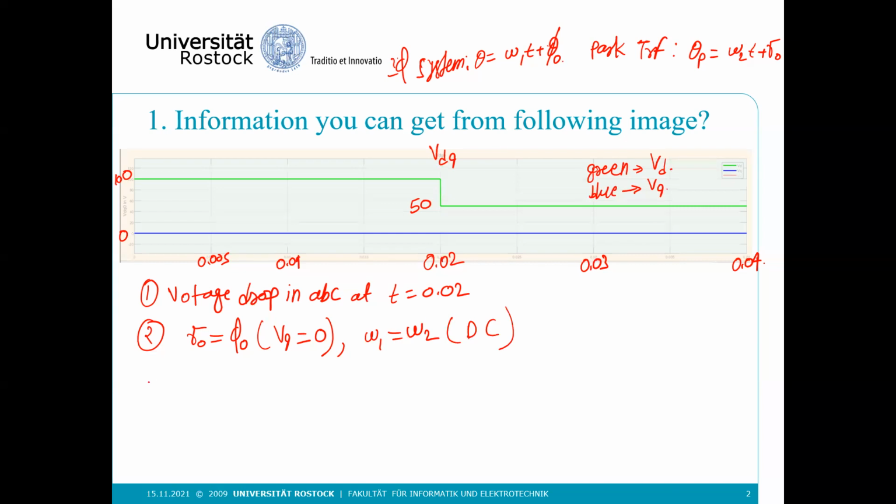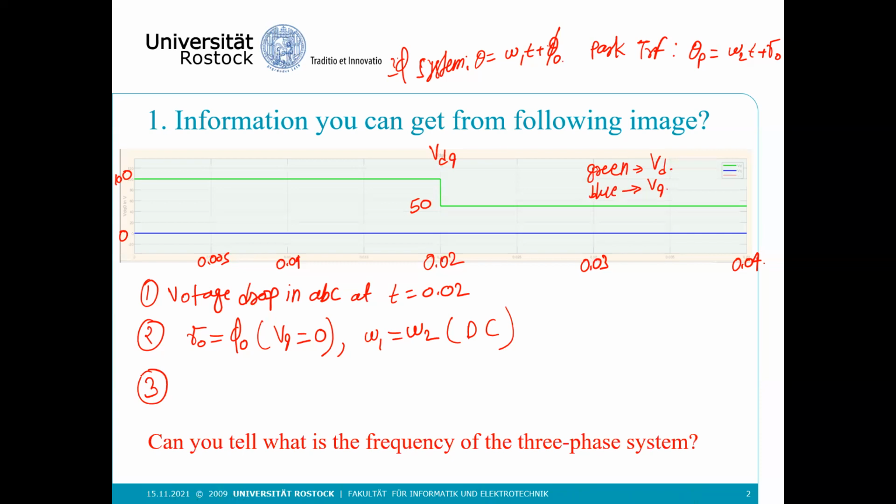Can you tell me the frequency? What frequency is it? That's the next question. Can you tell the frequency of the three-phase system? No? Is it possible to tell the frequency? Yeah, so in the DQ frame, you cannot tell the frequency if you do not know the park transformation frequency. You should know one frequency. What you know is omega 1 is equal to omega 2, but you do not know what omega 1 or omega 2 is. If you know one frequency, you know the other. But if you do not know anything, you cannot tell anything. So the answer is no.